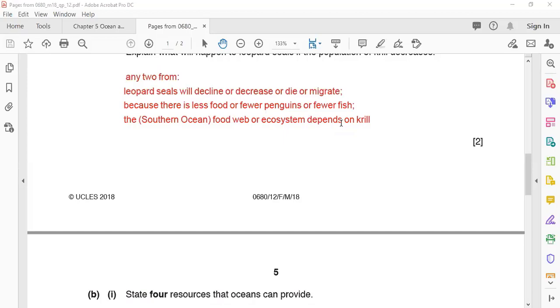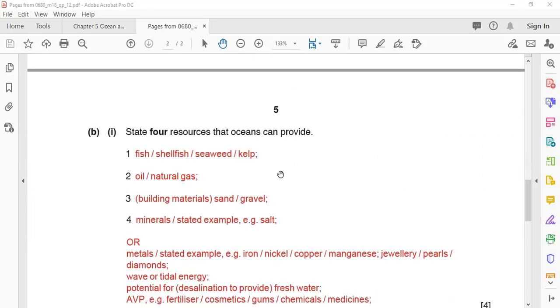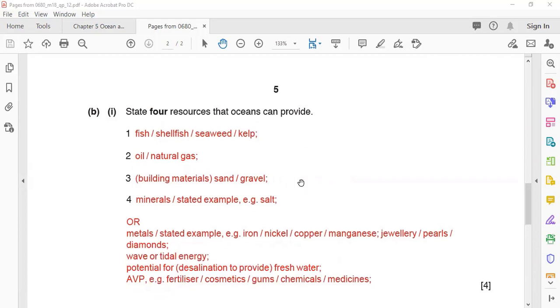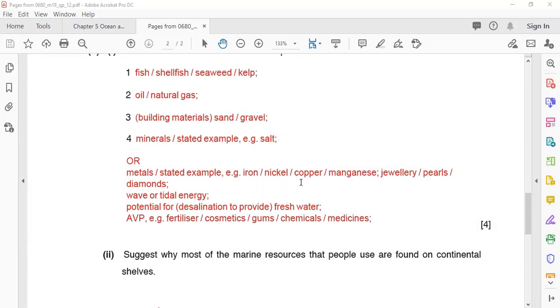Transport. Oh, yes, transport, like in the ship, very good. Okay, so here you can see fish, oil, natural gas, building material, sand, metals, transport. All these things you can use. Understand? Yes. Okay. Now, next: suggest why most of the marine resources that people use are found on continental shelves.